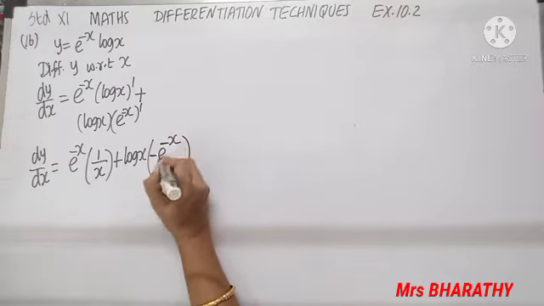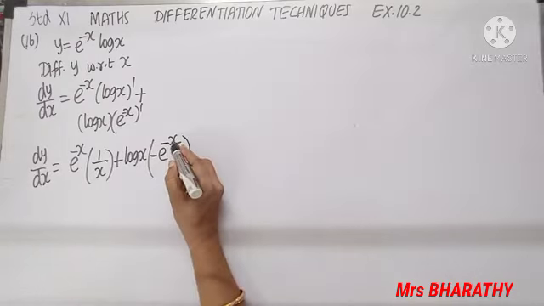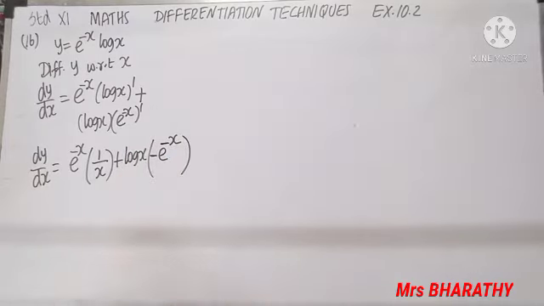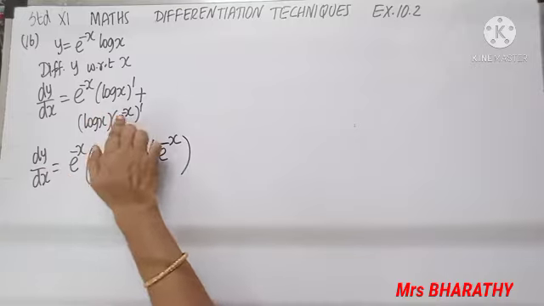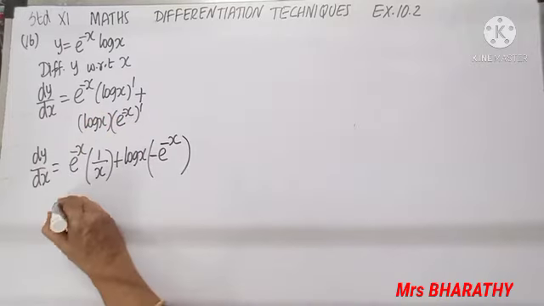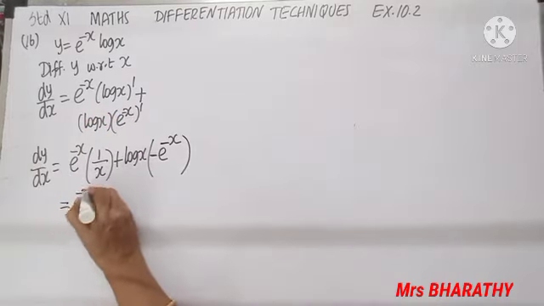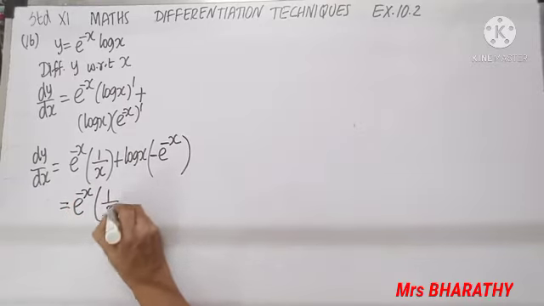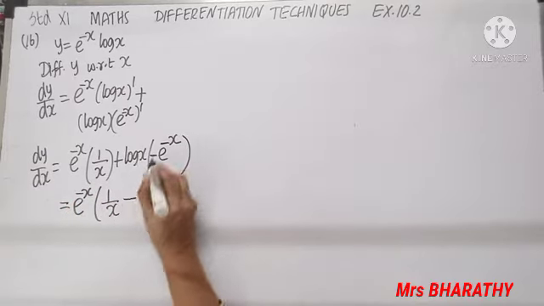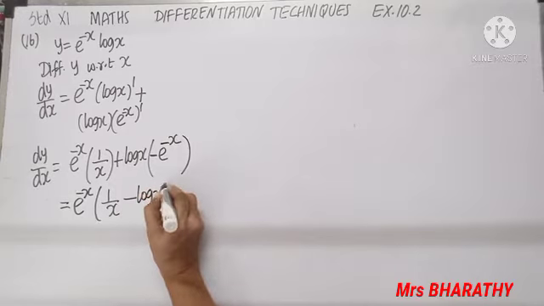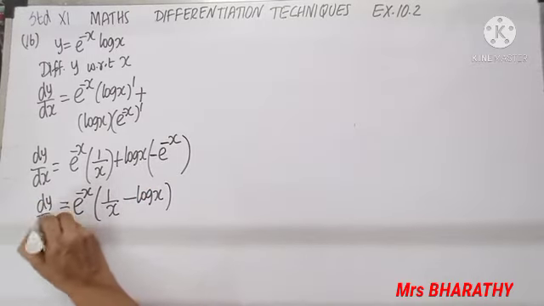This we call chain rule. e power minus x I write as it is. Hide e. Minus x becomes minus 1. In both the terms, e power minus x is common. So we are left with 1 by x minus log x, and that is the answer.